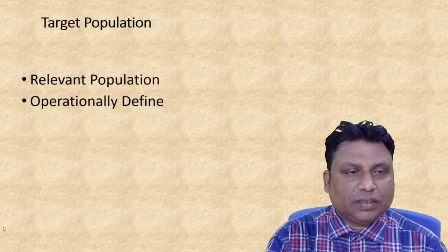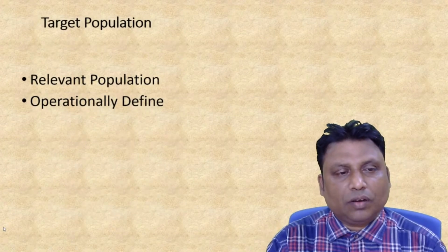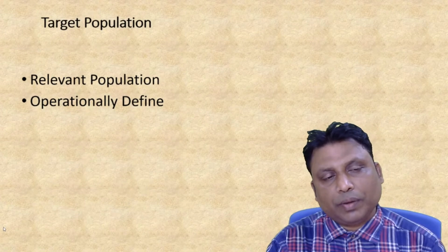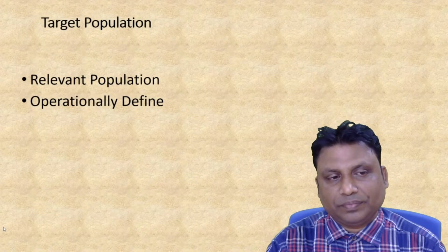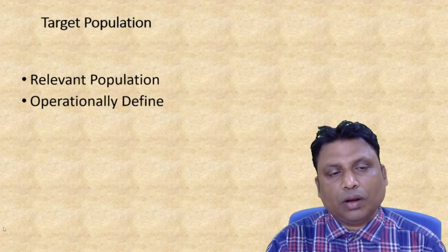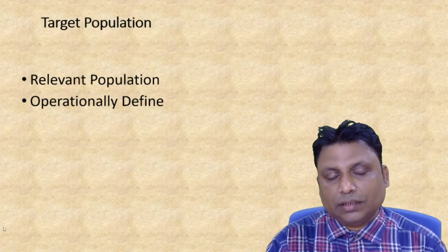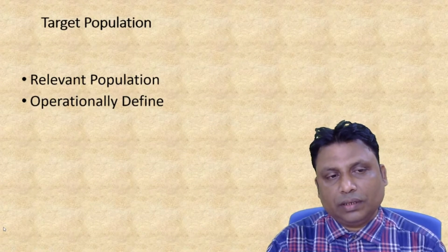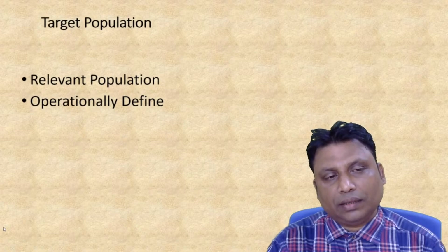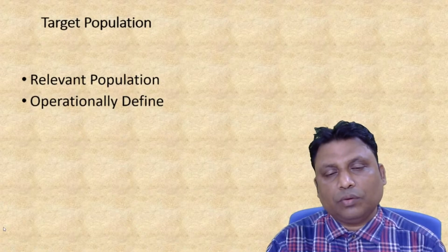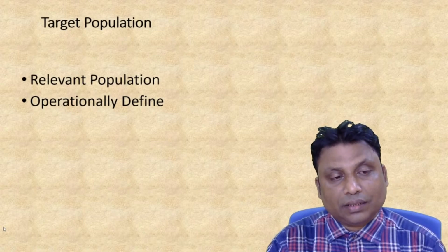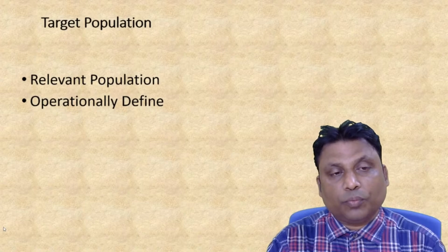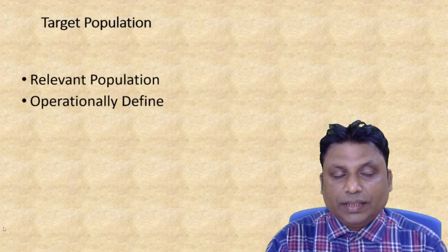First, target population means the relevant population or operationally defined population. Relevant population means who are the required samples, or who are the required objects, or who are the target audience. Suppose in a B school, students, faculty, and the principal or director are the relevant population. Or operationally, we define who is eligible for data collection, who is the target group or target audience.